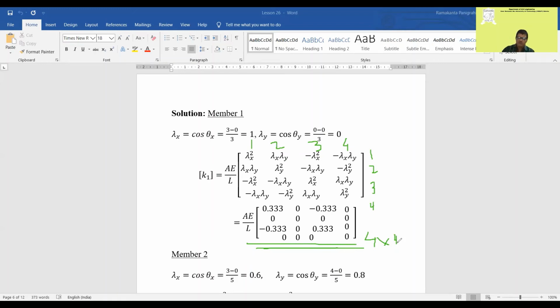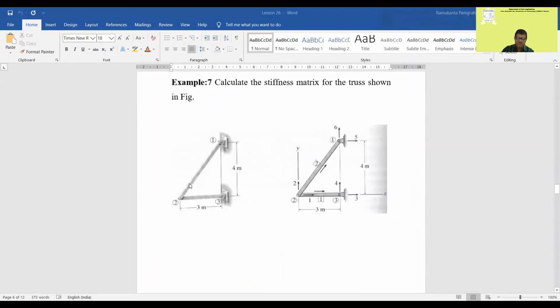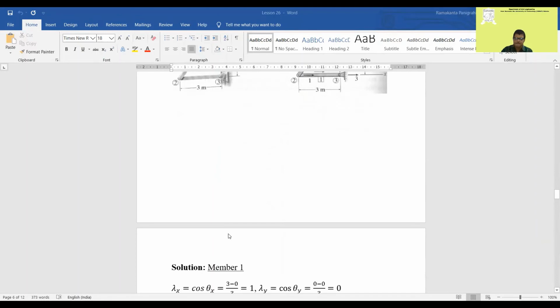Now come to member 2. For member 2, what is cos theta? Cos theta is 3 by 5, sin theta is equal to 4 by 5. So cos theta x is equal to 0.6, cos theta y is equal to 0.8. So lambda x is equal to 0.6, lambda y is equal to 0.8. Right.